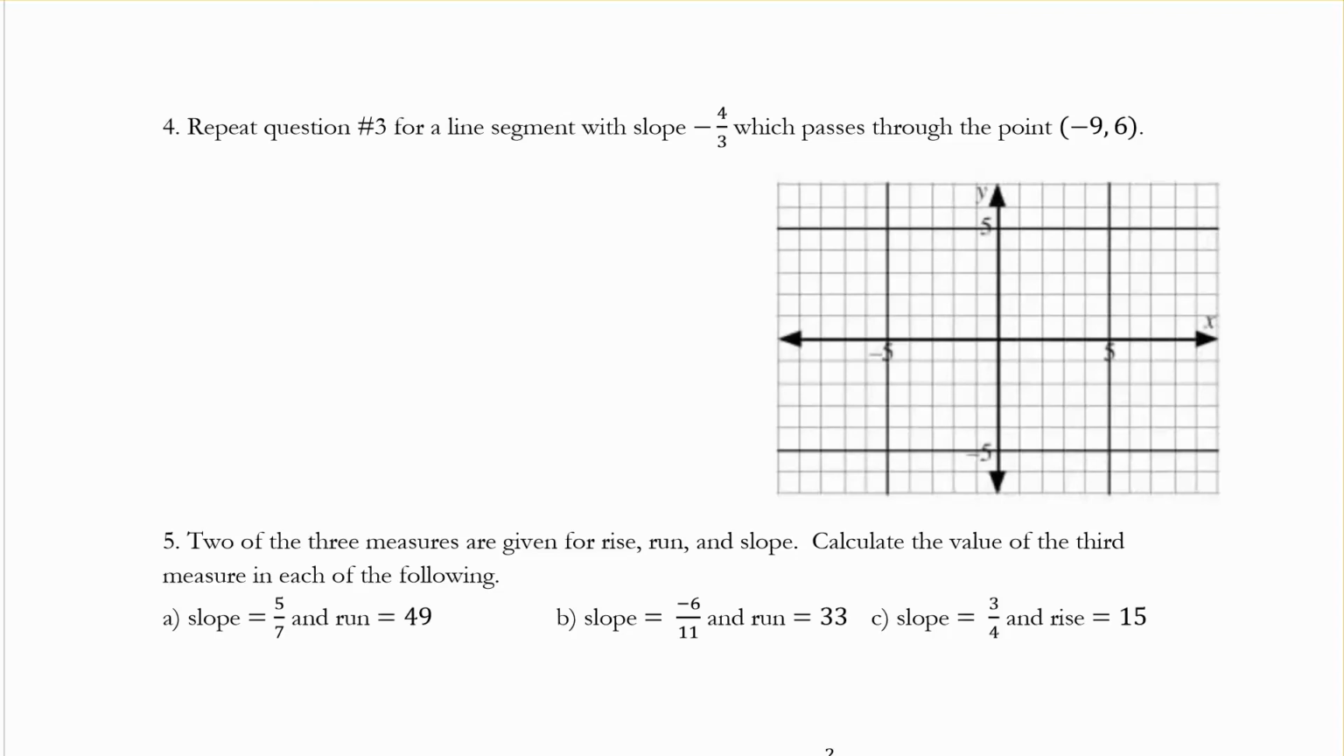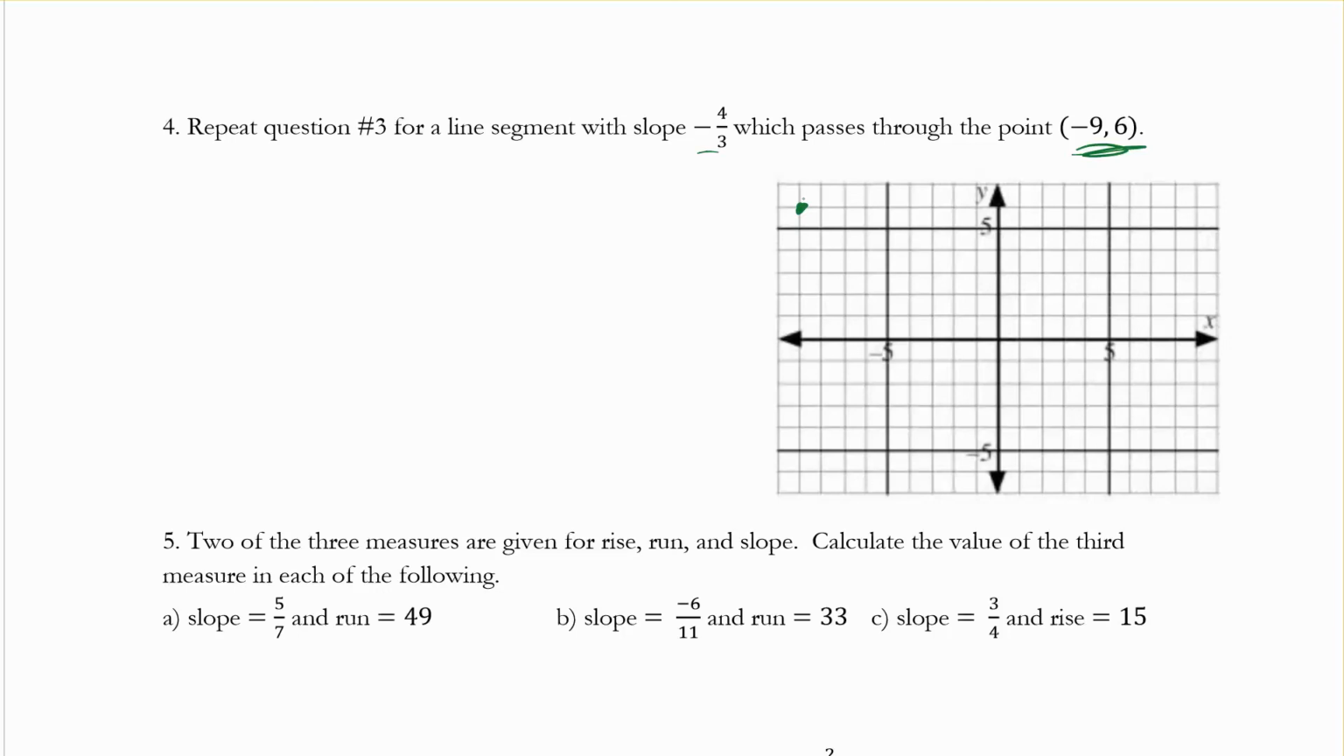So I'll help you out with this one because the negative might kind of throw you off here too. I'm going to draw my point first again here. If I go -9, that's 1, 2, 3, 4, 5, 6, 7, 8, 9, and then up 1, 2, 3, 4, 5, 6. That's my point up in the corner there.